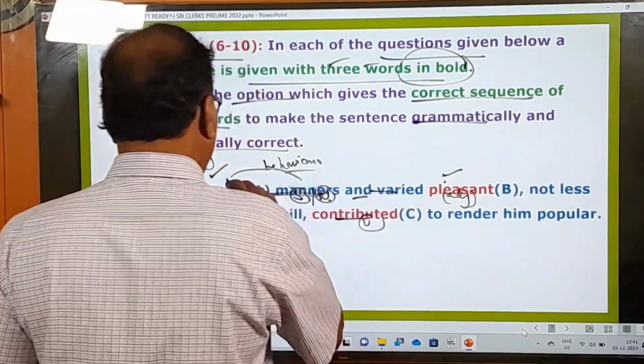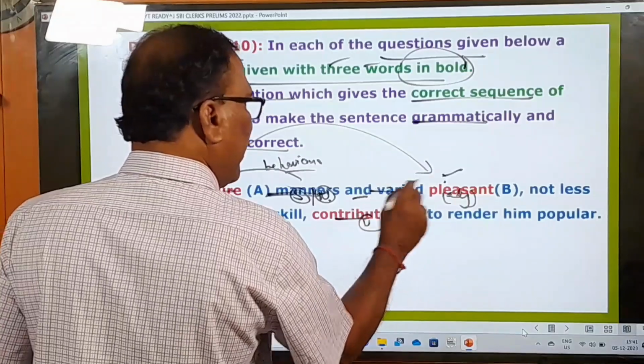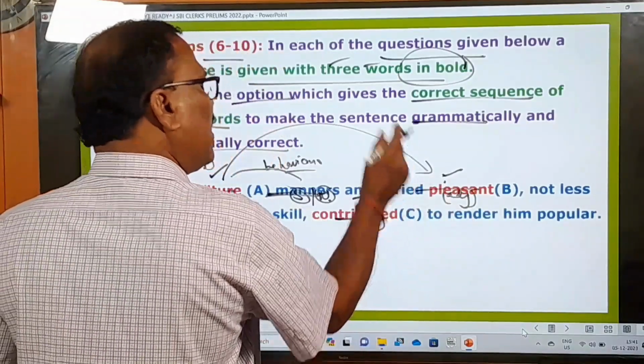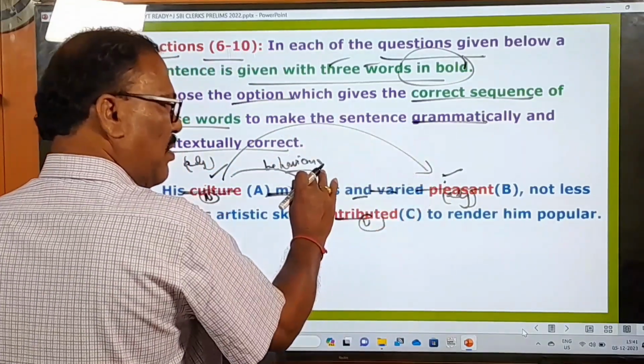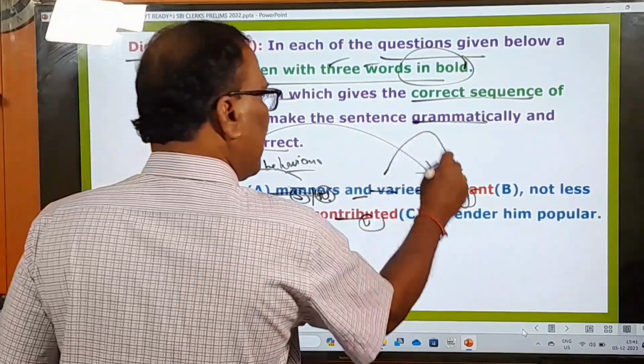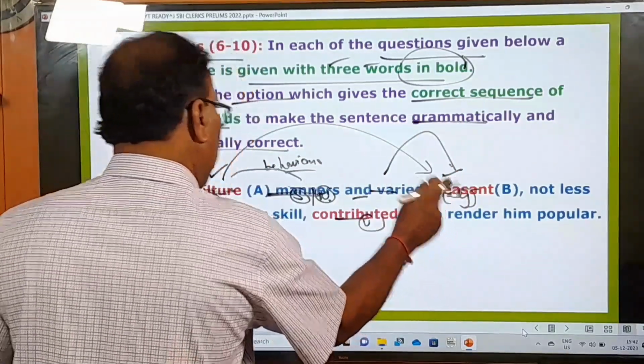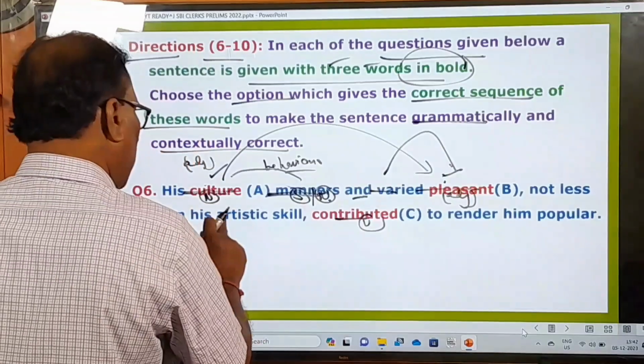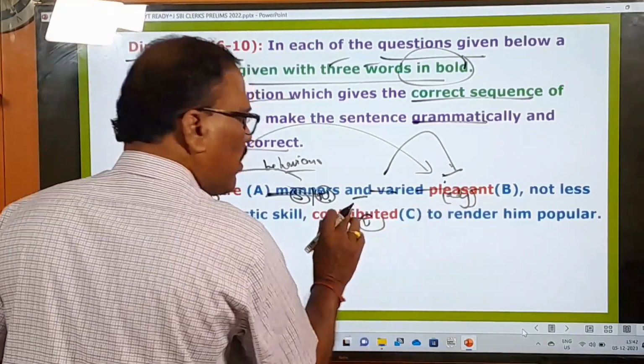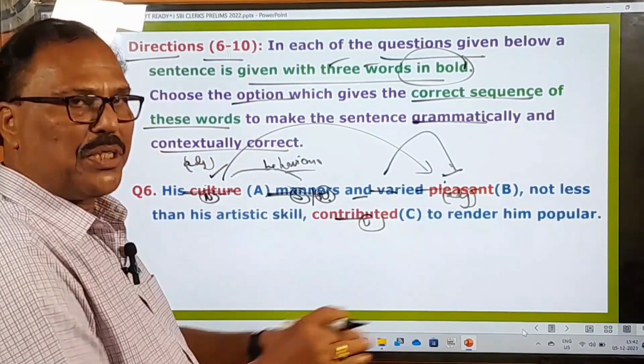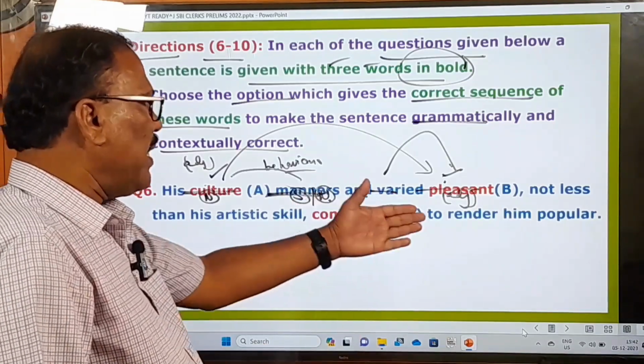And varied, this word must be used here: varied culture. Varied means different or various, varieties of whatever. So culture must be used here, and pleasant must be used here: not less than his artistic skill contributed. Contributed is okay. Contributed means donated or bestowed or gave, to render him popular.